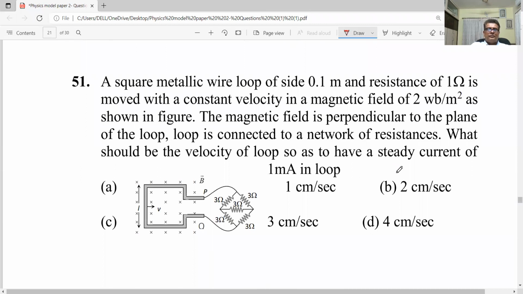Next, a square metallic loop of side 0.1 meter and resistance 1 ohm is moved with a constant velocity in a magnetic field of 2 Weber per meter square as shown in the figure. Square metallic wire loop, 0.1 meter. The magnetic field is perpendicular to the plane of the loop. You can see in the diagram, the cross marks. The loop is connected to a network of resistances. What should be the velocity of the loop so that we have a steady current of 1 milliampere?